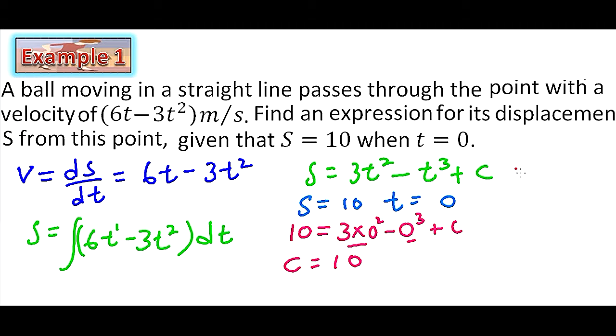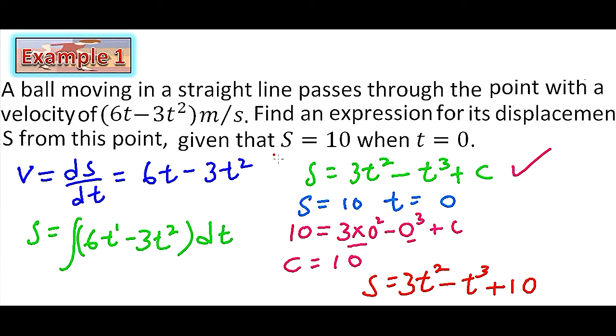Now we can write our s, that is the expression for displacement, and say our s is equals to 3t squared minus t cubed plus 10, which is our c. So that is how we solve that problem.